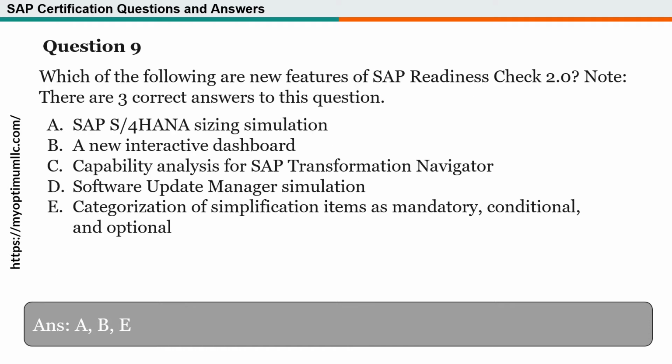Question 9. Which of the following are new features of SAP Readiness Check 2.0? Note, there are 3 correct answers to this question. A. SAP S/4HANA sizing simulation. B. A new interactive dashboard. C. Capability analysis for SAP Transformation Navigator. D. Software Update Manager simulation. E. Categorization of simplification items as mandatory, conditional, and optional.